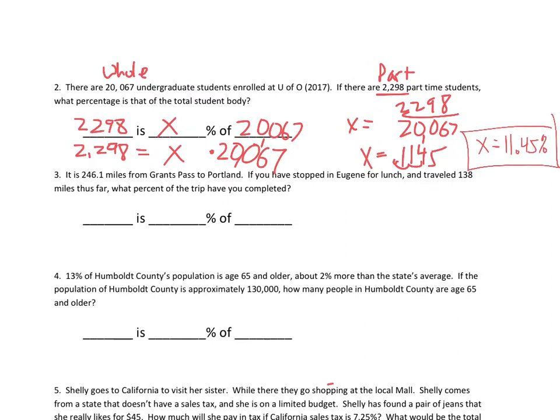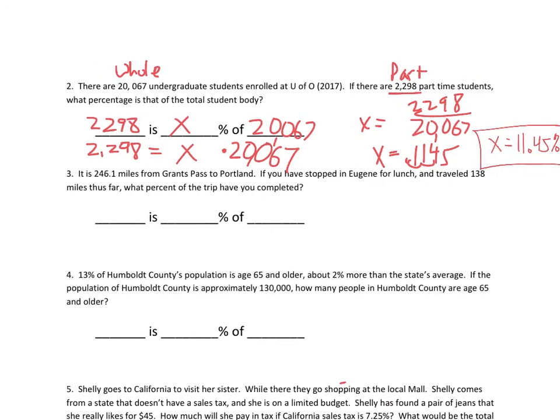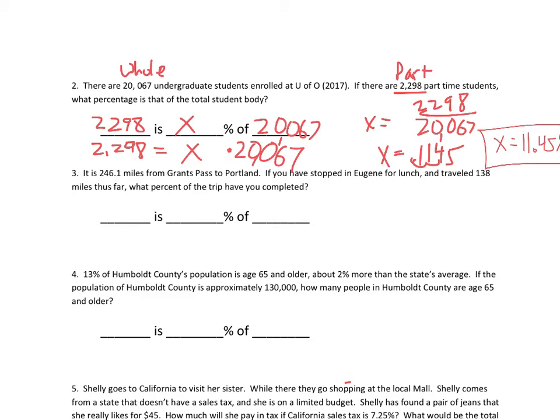Okay, keep cruising here. All right, so we got 246 miles from Grants Pass to Portland. If you stopped at Eugene to eat lunch, you traveled 138 miles thus far. Okay, so what percentage of the trip have you completed? Well, we want to know that this is the part and this is the whole.